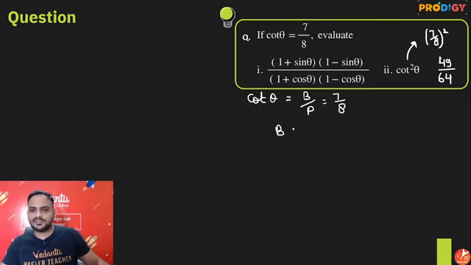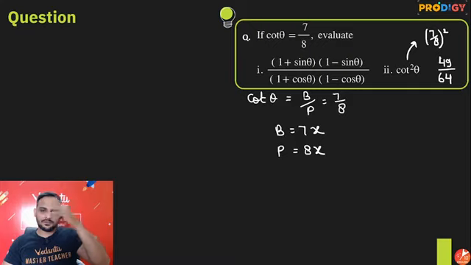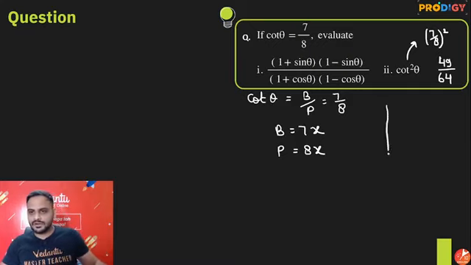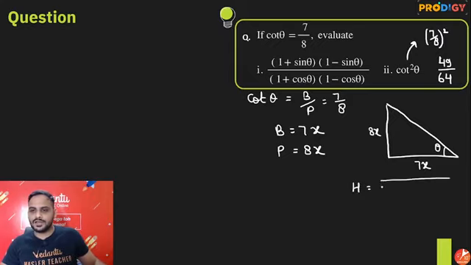So from here I can say that, sir, let's take base as 7x and perpendicular as 8x. By ratio, b by p is 7 by 8. I can take b as 7x, p as 8x. So now let's draw this triangle where I know base is 7x, perpendicular is 8x, if this is my theta. So what is going to be my hypotenuse? My hypotenuse will be square root of perpendicular square plus base square.